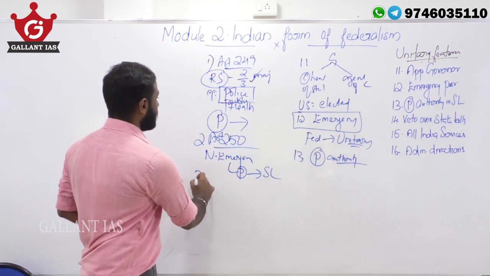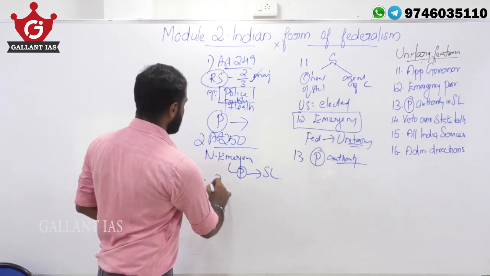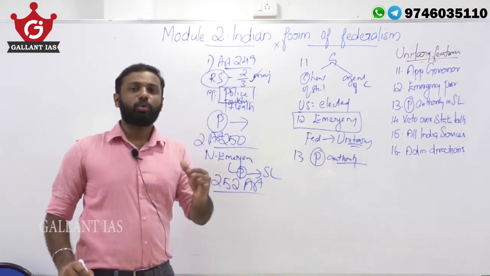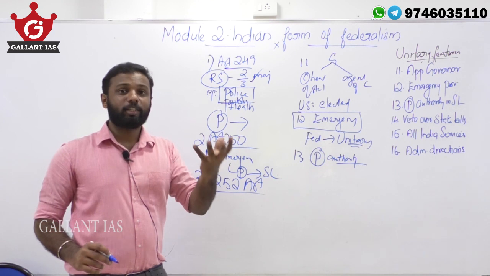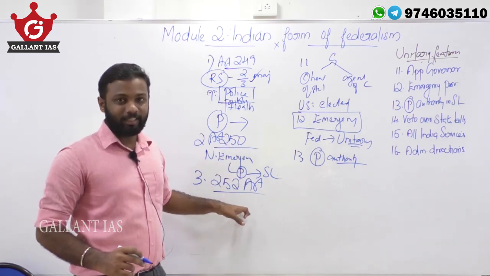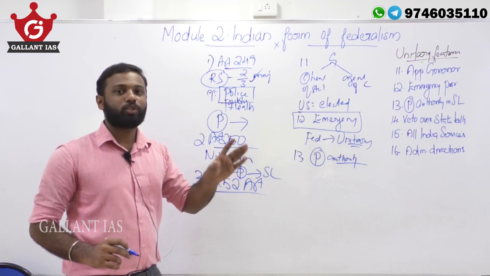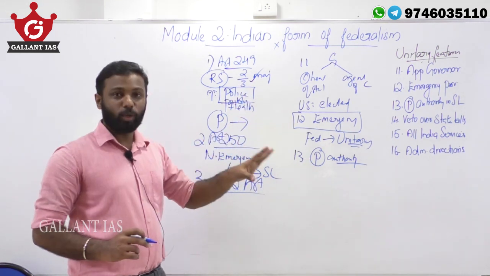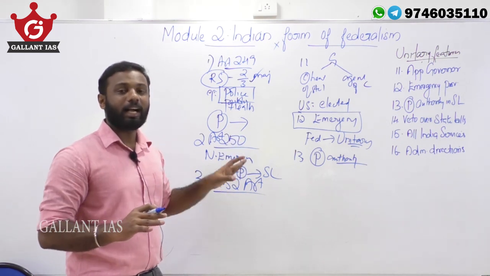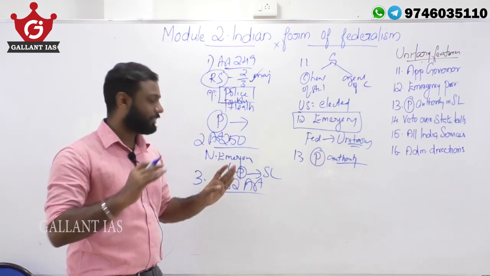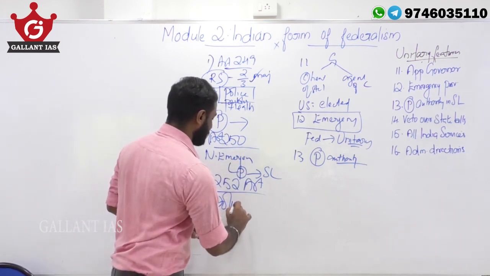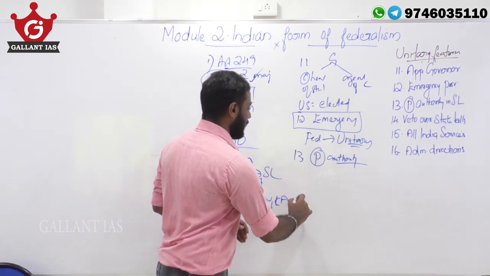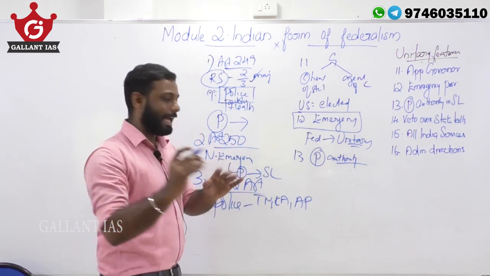Okay. The third condition is under Article 252. It says that when 2 or more states want a single law for a matter in the state list, the concerned state legislatures have to pass a resolution and send it to Parliament. Then Parliament creates a single law for those 2 or more states under a single state subject. Say, for example, again police. Say Tamil Nadu, Karnataka and Andhra Pradesh need a single act regarding police.